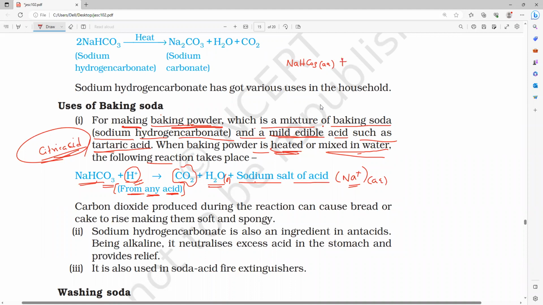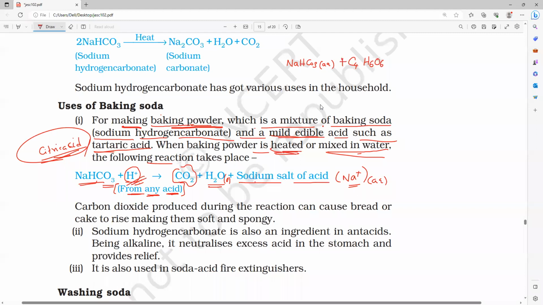Go back to your classwork and tell me the sodium carbonate formula and the tartaric acid formula. Check in your notebook and respond. I'm taking tartaric acid, I have taught you people. C4H6O6. Understand? So basically this acid will give you what ions?